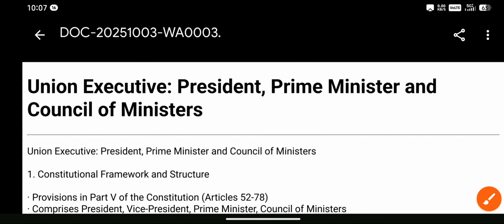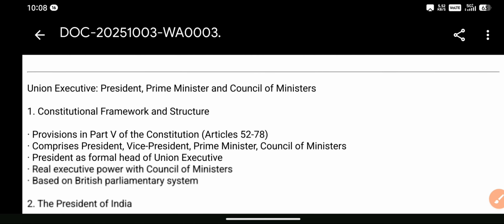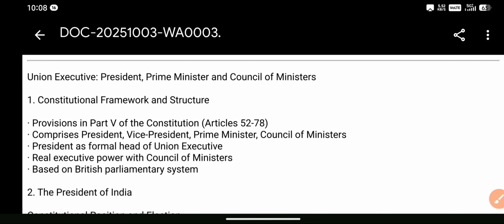Union Executive, President, Prime Minister, and Council of Ministers. Constitutional Framework and Structure. Provisions in Part 5th of the Constitution, Article 52 to 78.